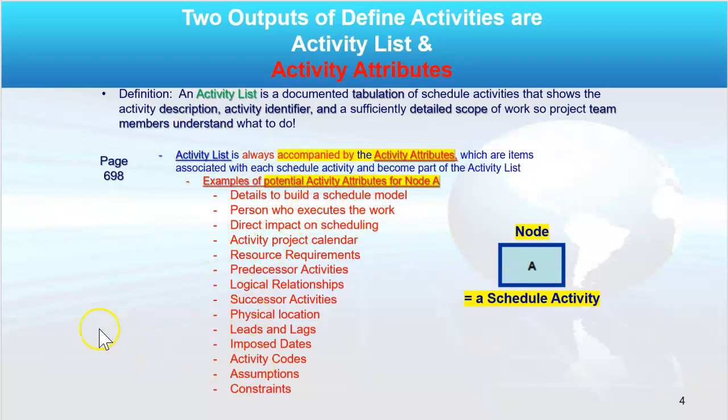And I just list some details. It's not in an order of priority. I just had fun making it look like a little red tornado. But these would be examples of things in an activity attributes document that goes with the activities in the activity list.